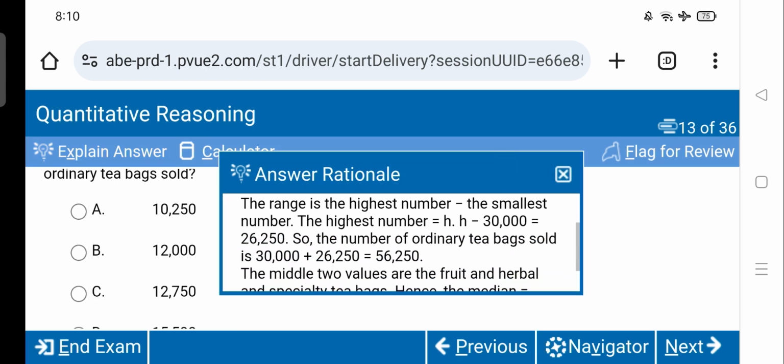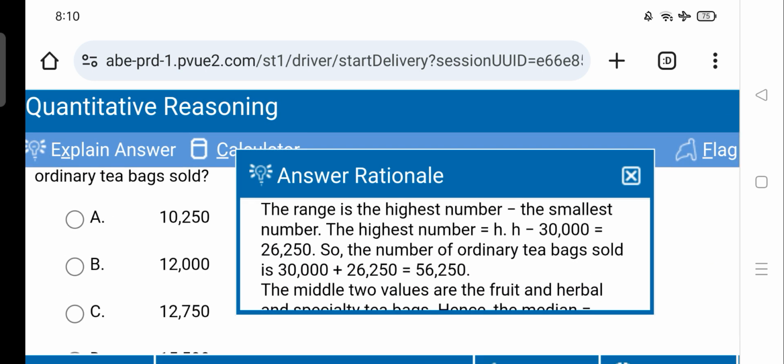The range is the highest number minus the smallest number. The highest number equals h, and h minus 30,000 equals 26,250. So the number of ordinary tea bags sold is 30,000 plus 26,250 equals 56,250.